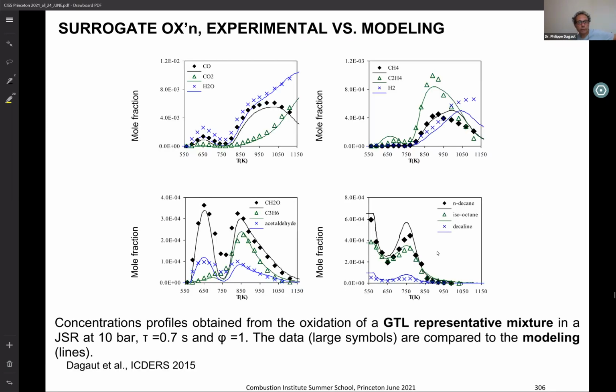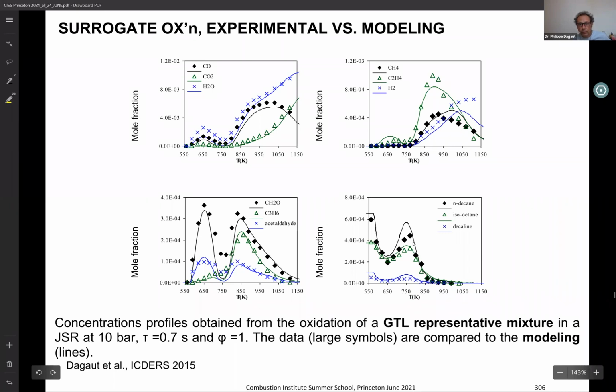This is what we did here. So this time, I didn't mention, but we have the low temperature chemistry, which is included in the model. And these are results for the oxidation of a GTL representative mixture, composed of these three different hydrocarbons: normal decane, isooctane, and decalin. Those were obtained at 10 bar and equivalence ratio of 1.